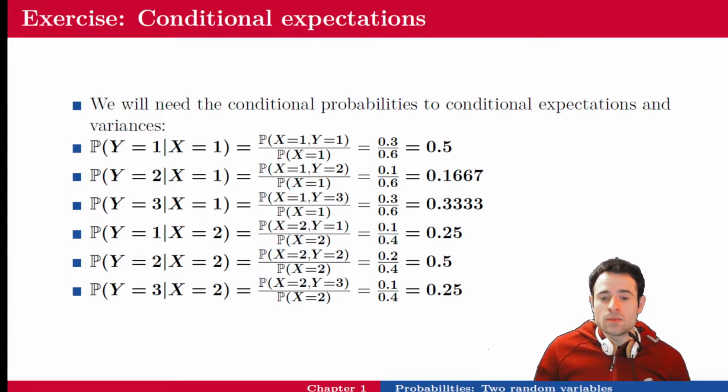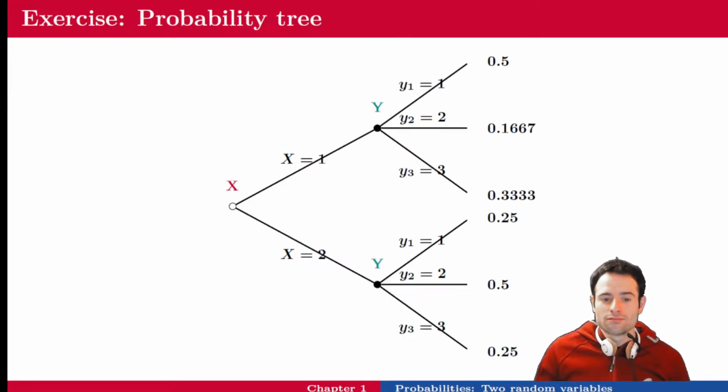Now I can actually place them in the tree. Here on this first branch we have x is equal to 1, and given that x is equal to 1, we have y is equal to 1, 2, and 3. Here actually you can put x1 is equal to 1 and x2 is equal to 2.